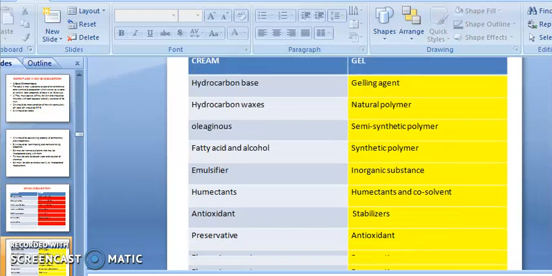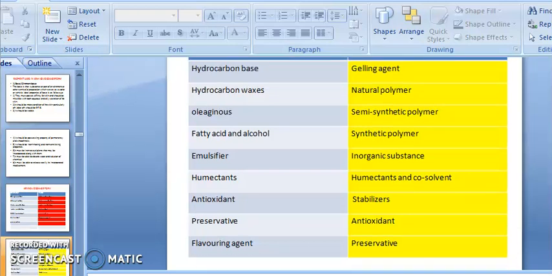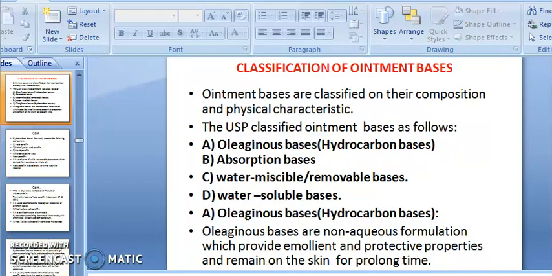If you want to formulate a cream, you have to choose hydrocarbon base, hydrocarbon waxes, oleaginous base, fatty acid and alcohol, emulsifier, humectant, antioxidant, preservative and flavoring agent. If you want to formulate a gel, you have to go for gelling agent, natural polymer, semi-synthetic polymer, synthetic polymer, inorganic substance, humectant, co-solvent, stabilizer, antioxidant and preservative. Then, classification of ointments.